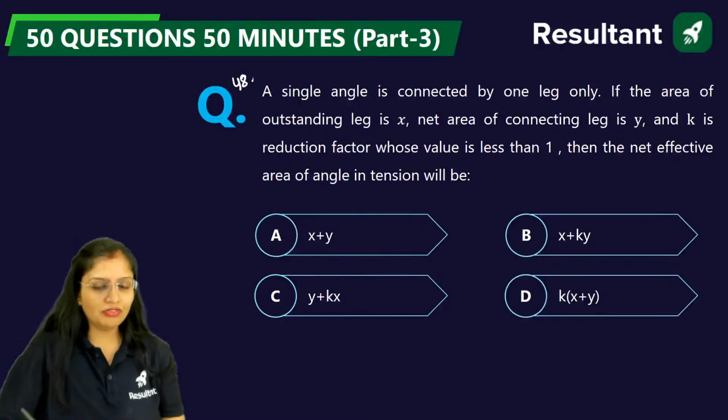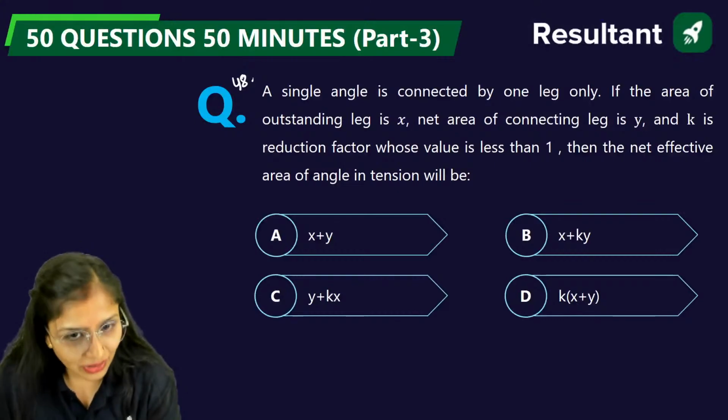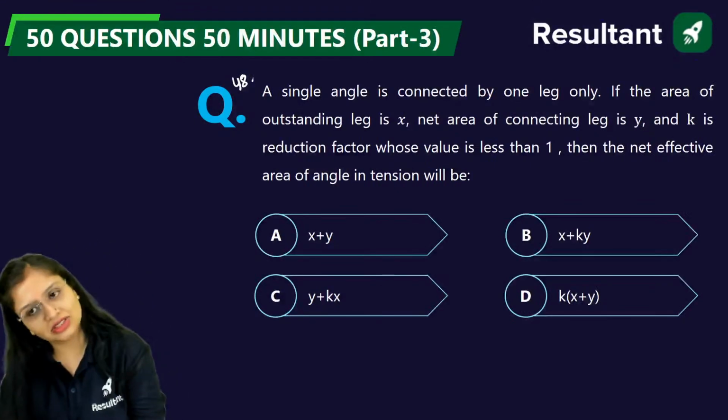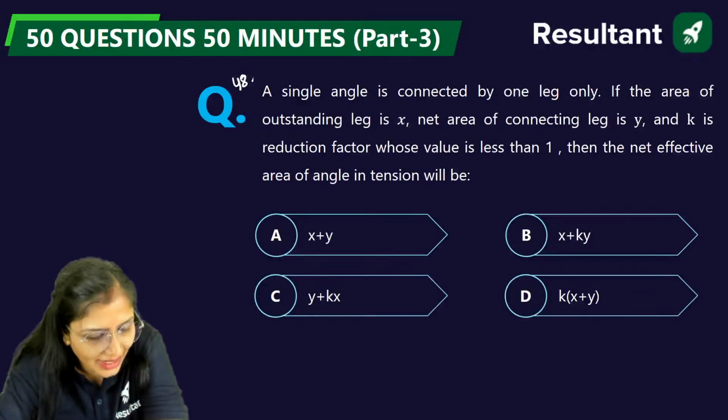Okay. Steel. How can you forget steel? A single angle is connected by one leg only. Area of outstanding leg is X, connecting leg is Y, K is the reduction factor whose value is less than 1. Net area and tension. Come on, net area and tension.